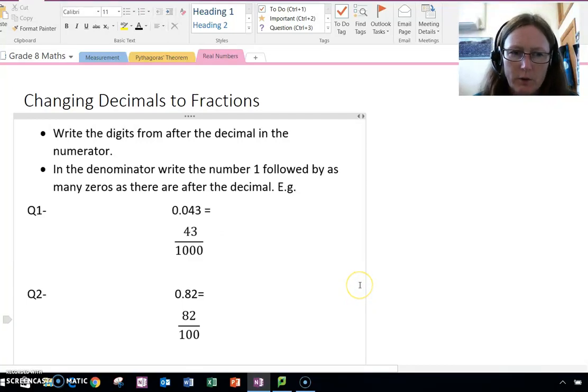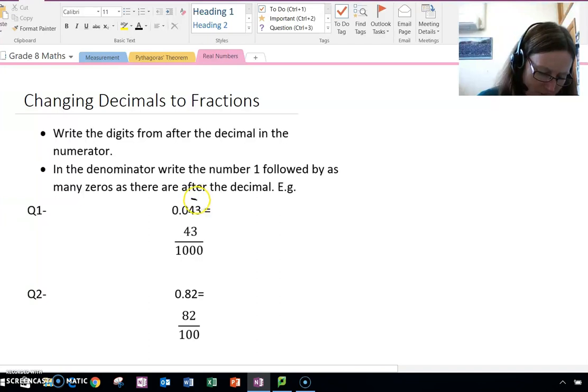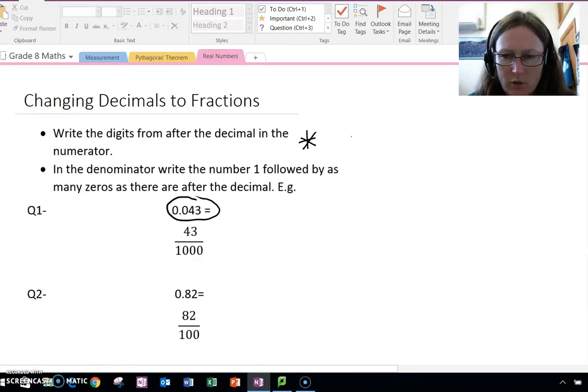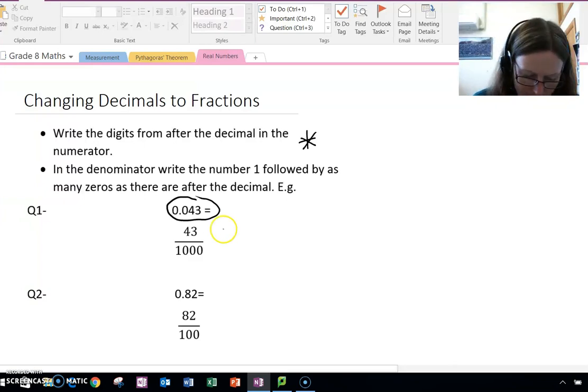Okay, in this video we're going to look at how to change decimals into fractions. So our first example, here we have a decimal. We're going to look at how we write this as a fraction. The first thing we do is we write the digits from after the decimal in the numerator. So the digits after the decimal here, excluding the 0, are 4, 3. So we write those in the numerator.